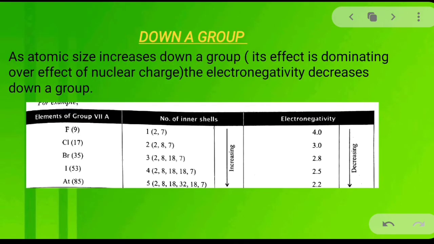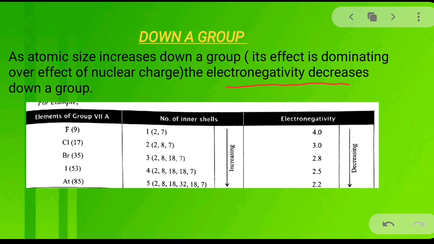Now, let us discuss what is the trend down a group. Down a group, atomic size increases because nuclear charge also increases, but the effect of atomic size is dominating over the nuclear charge. Hence, as the atomic size increases, the electronegativity decreases.